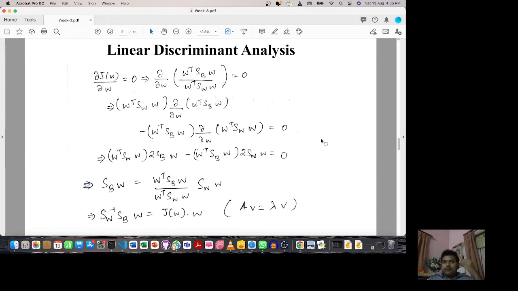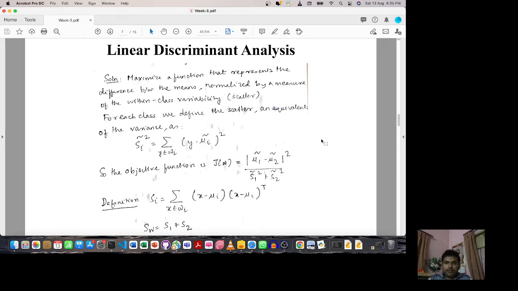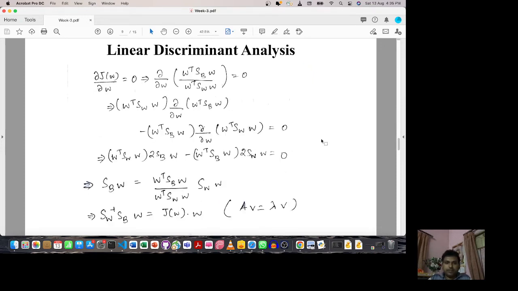Okay, so we have W transpose SB W by W transpose SW W, and we need to maximize it. Because J(W) is (mu1 minus mu2) squared over S1 squared plus S2 squared, we need to maximize the difference between the two means, normalized by the sum of the variances, or the covariances in this case. So we take the partial derivative of J(W). Anyway, it's just a single derivative, so the partial derivative becomes the actual derivative. So del J(W) by del W is equal to 0.